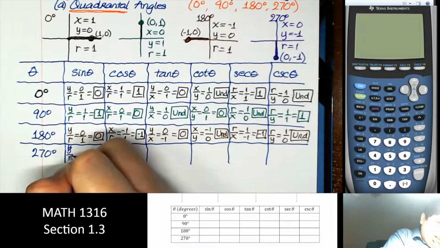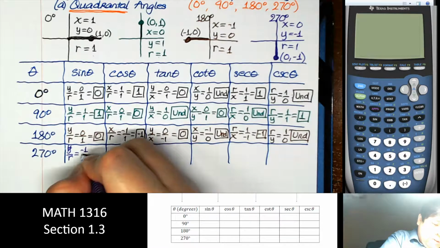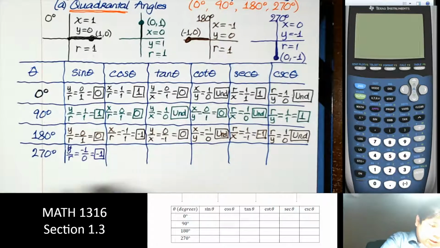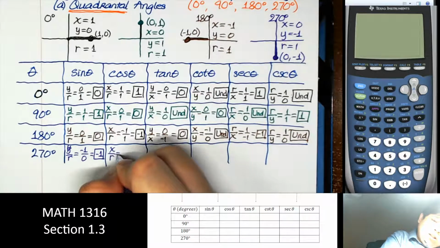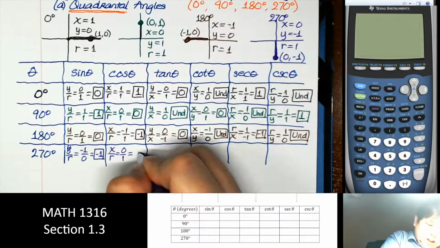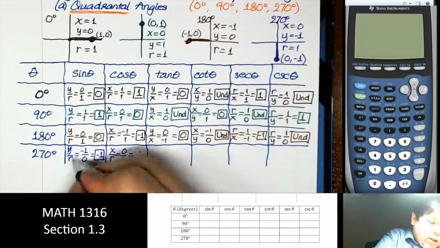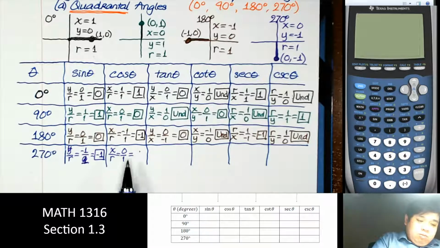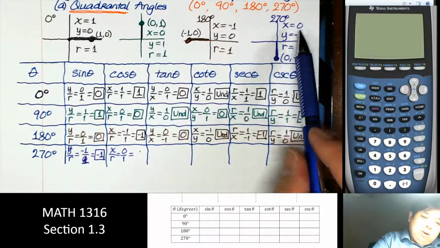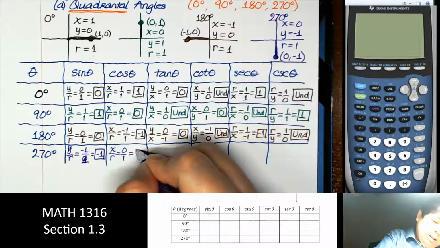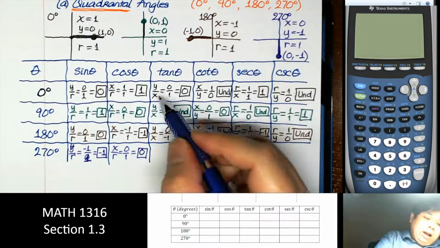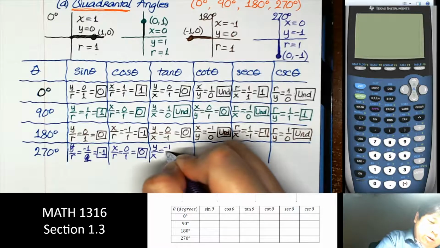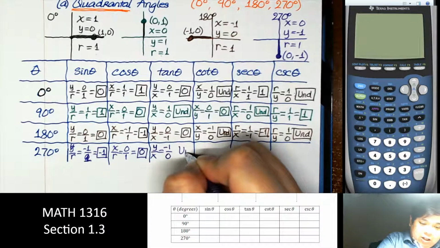y over r, -1 over 1 is -1. X over r, 0 over 1, which is 0. Y over x, that is undefined.